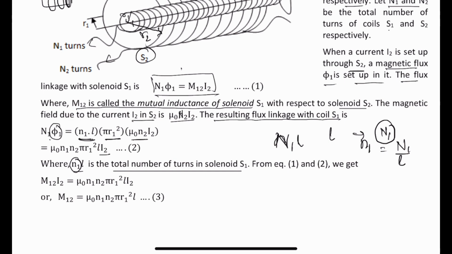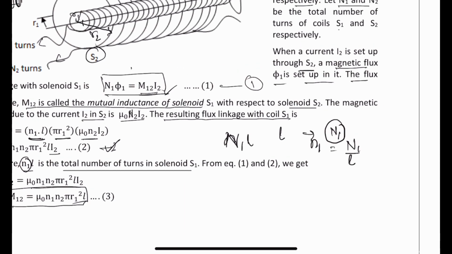Similarly, this can also be written as, from this is equation 1, and this is equation number 2, correct? From these two equations, both are N1 into phi1, so we can equate these two, that the mutual inductance M12 into I2 is equal to this much. So this is what we need to find out, the mutual inductance.